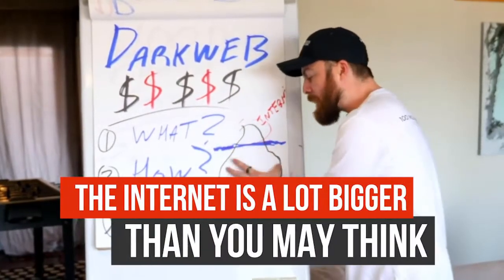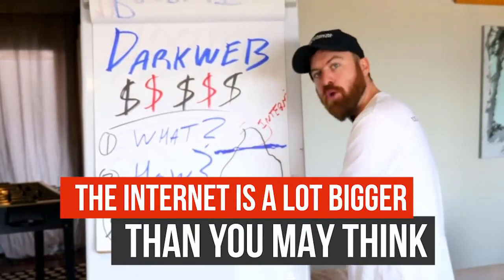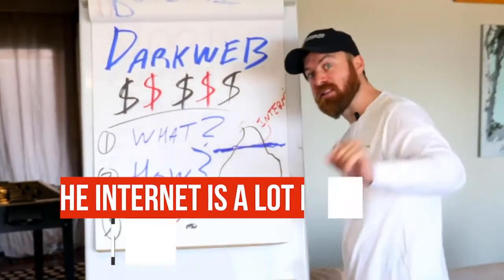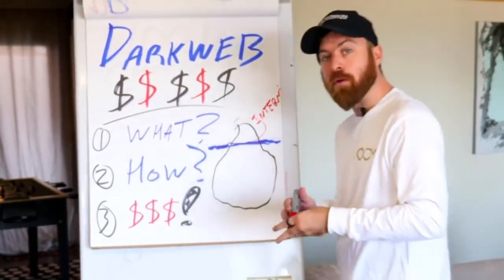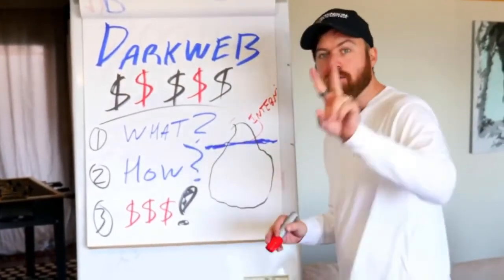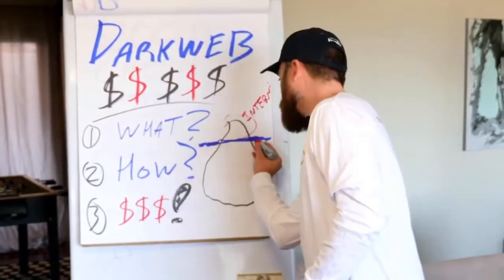Whereas the internet is actually much bigger than what you know of, than what is publicly accessible. This is what is publicly accessible. This is what's not. Now, in order to access the rest of this, there's two sections. One is the dark web. This is the dark web.